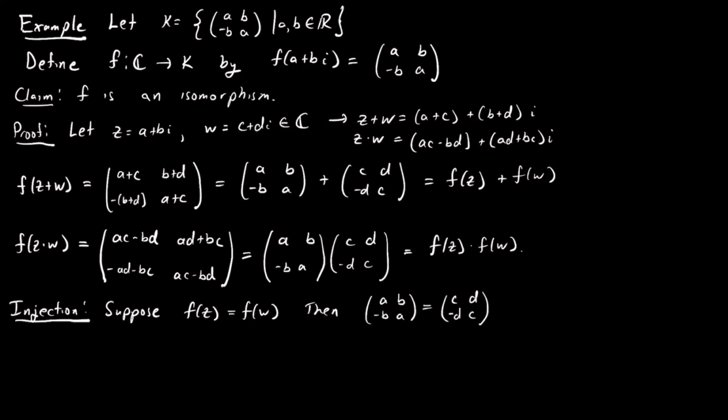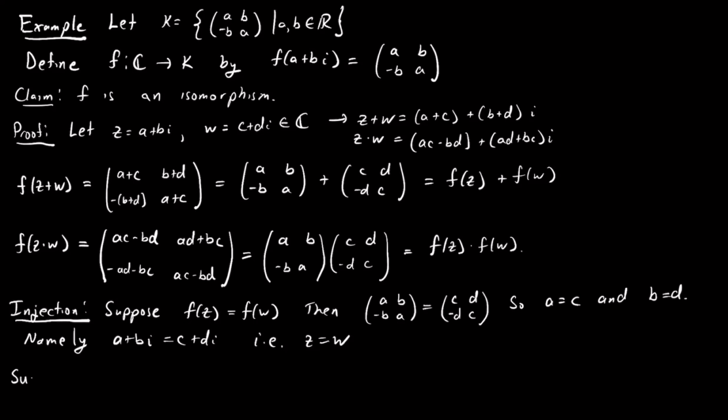Well, if these two matrices are equal, then a must equal c. The 1,1 entries must be the same, and b must equal d. Their 1,2 entries must be the same. So a equals c, and b is equal to d. And so namely, we get that a plus bi is equal to c plus di, or in other words, z is equal to w. So we've shown that if f of z is equal to f of w, then z is equal to w. So we've shown that f is an injection.